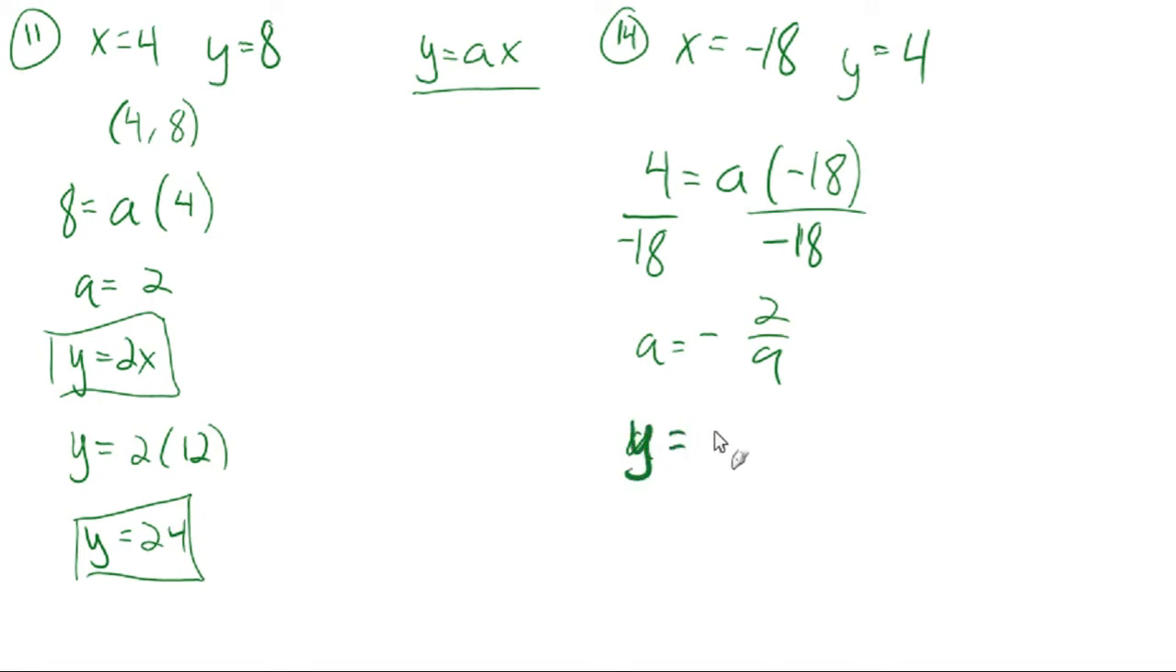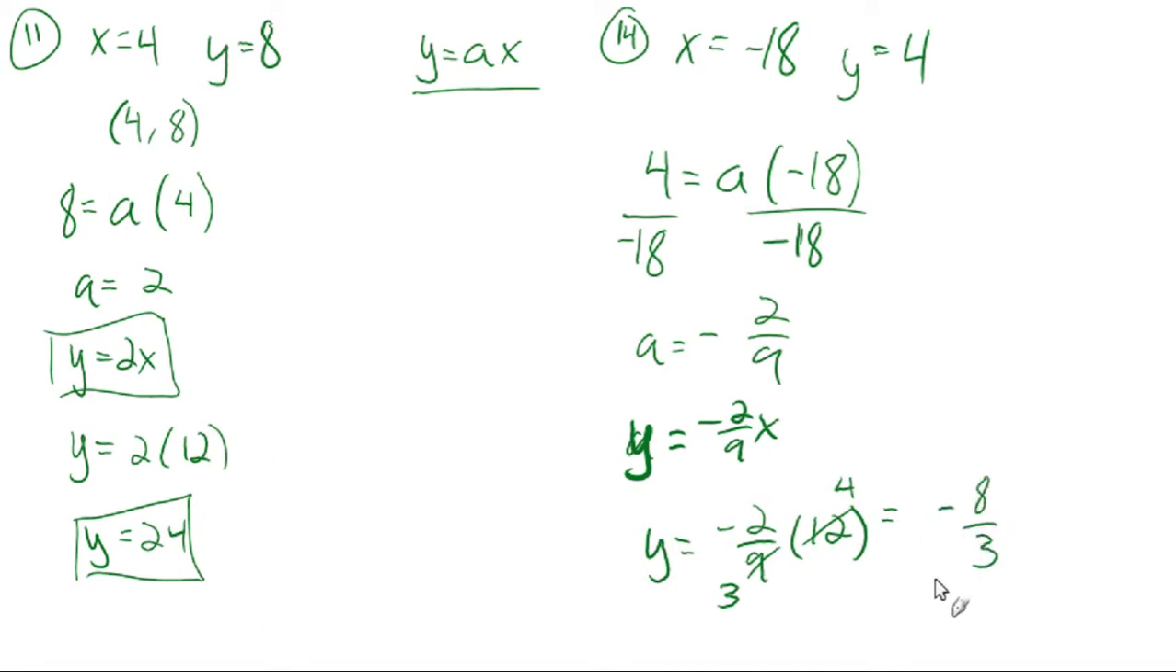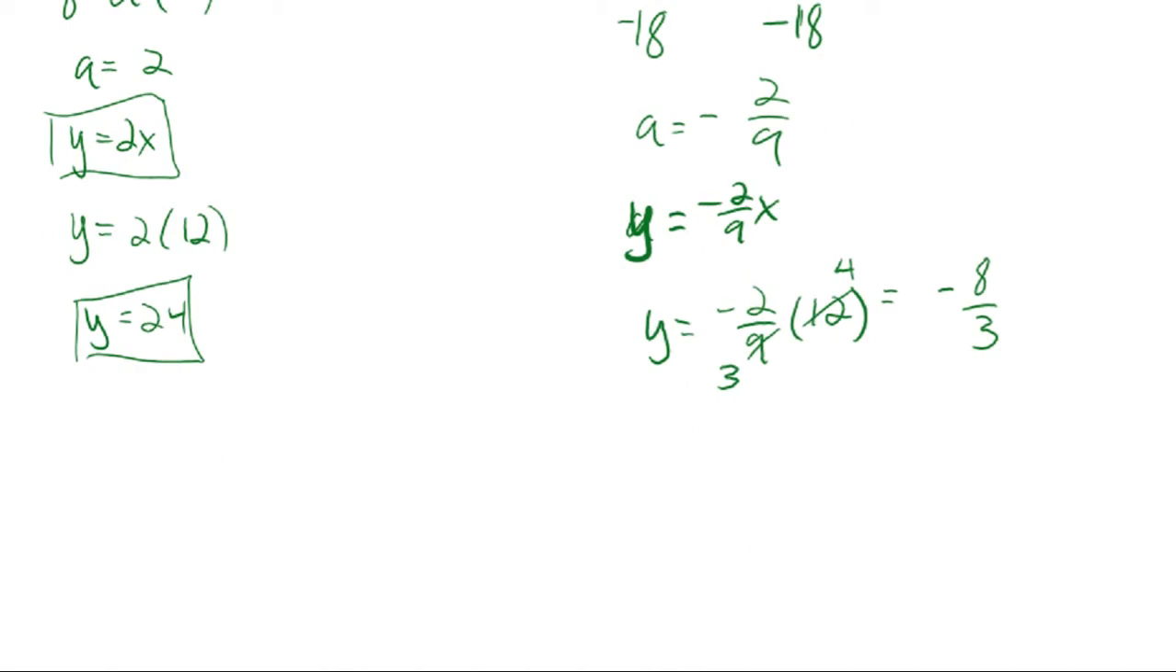So y is equal to negative 2 over 9 times x. And now they tell us x is equal to 12. So y equals negative 2/9 times 12. We can cancel out a little bit. This would be a 3. This would be a 4. So this would be negative 8 over 3. Okay. There we go. That's 11 and 14.